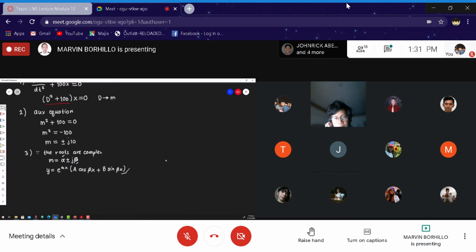So this will be our solution. Our y becomes x. x is equal to, since e raised to 0t is equal to 1, we do not need to include that part, A, we will solve for A later, cosine of 10t plus B sine of 10t.